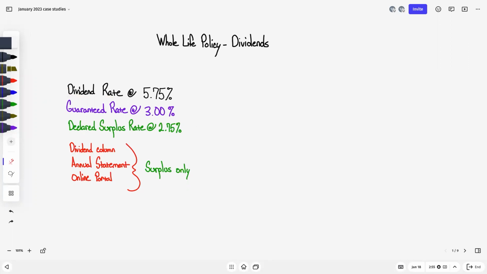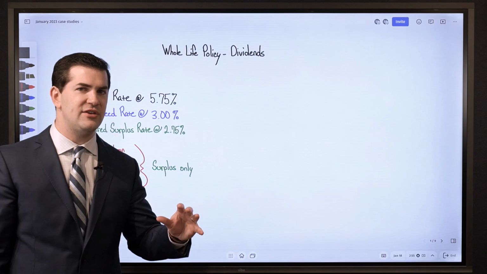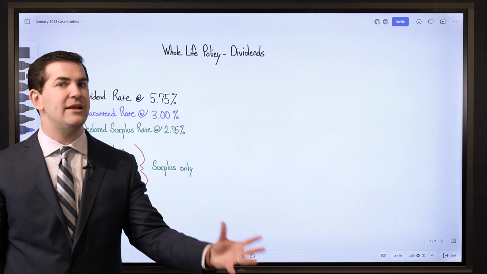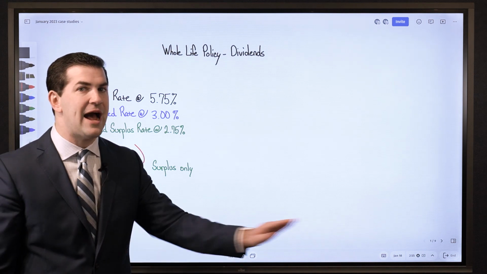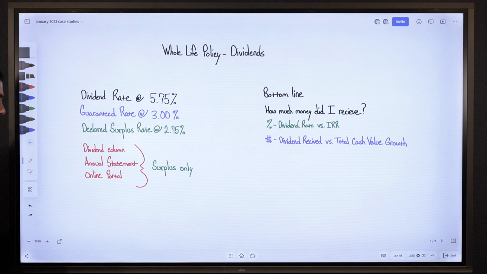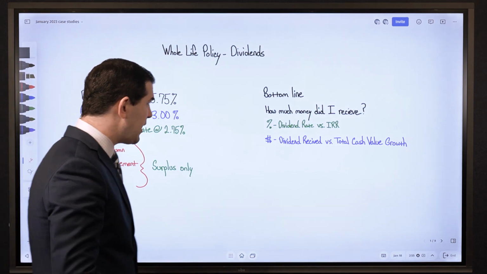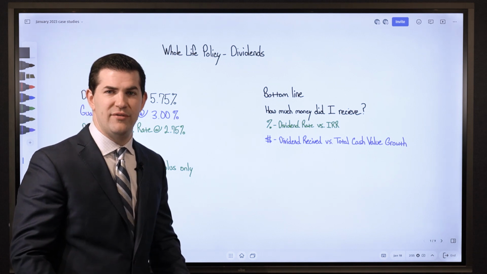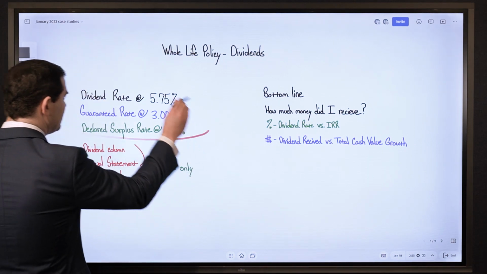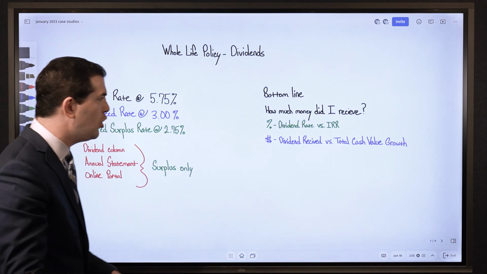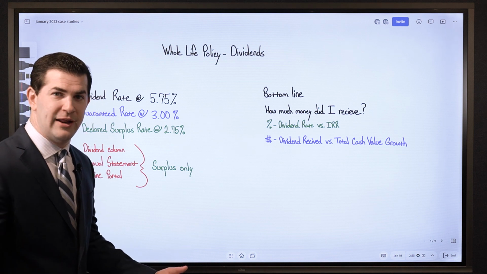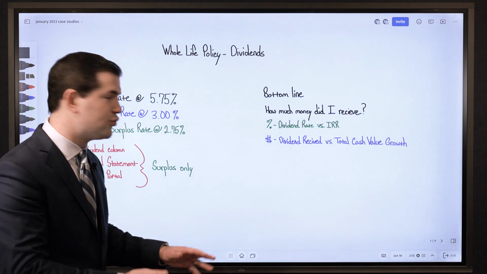But most important piece here, dividend columns, annual statements, anything you receive from the insurance company that says, here's the dividend you've received or what you will receive, always keep in mind that the guaranteed portion is often not reflected in that. So the bottom line here, here's what I would want to know. How much money did I receive? So we've got all of these different terms and such, which can be very confusing, but what did I actually get?